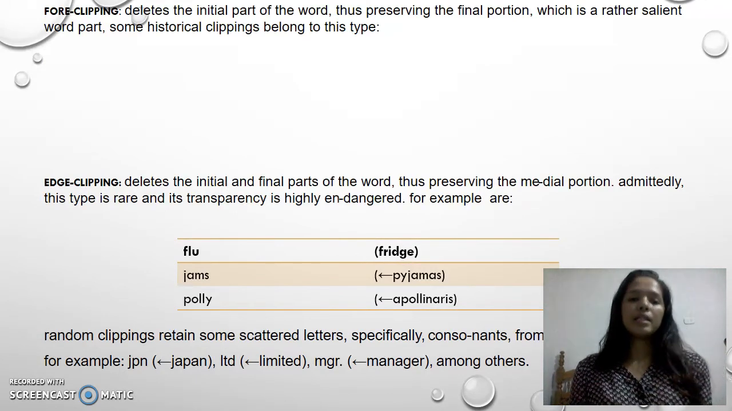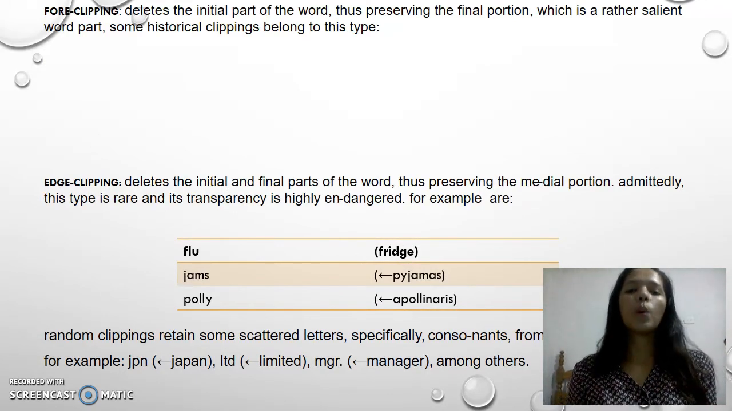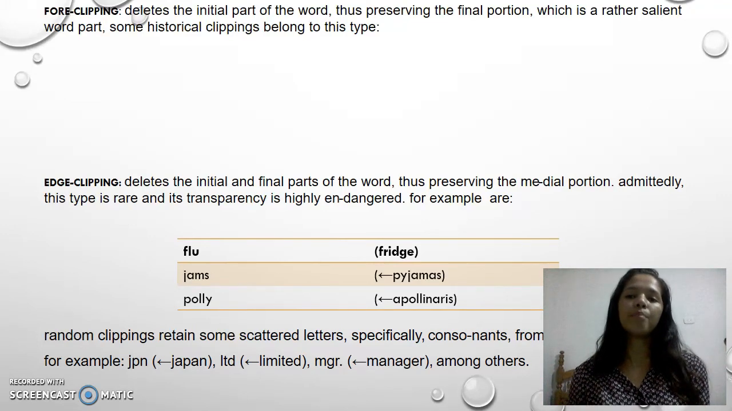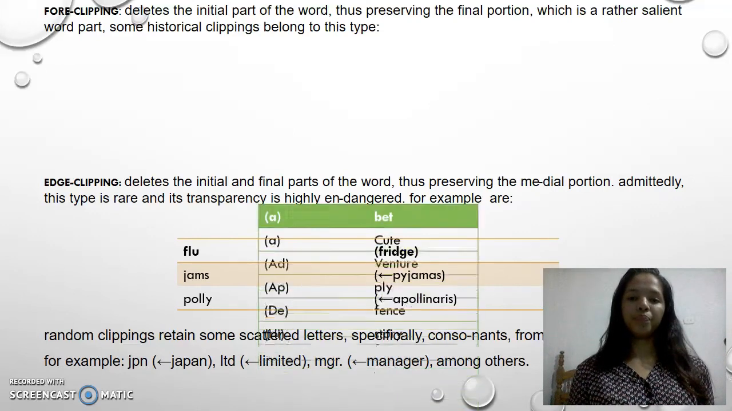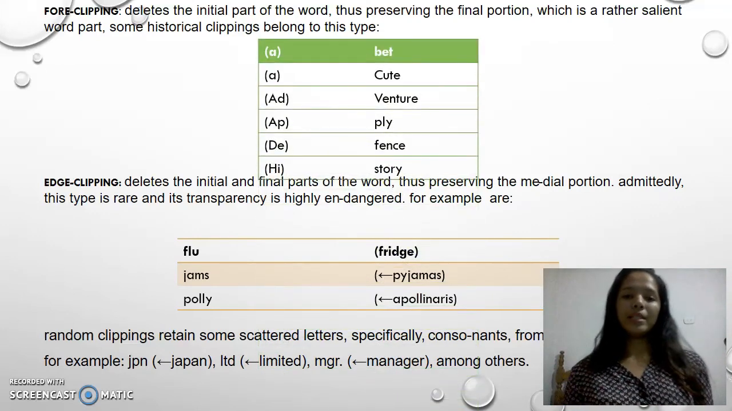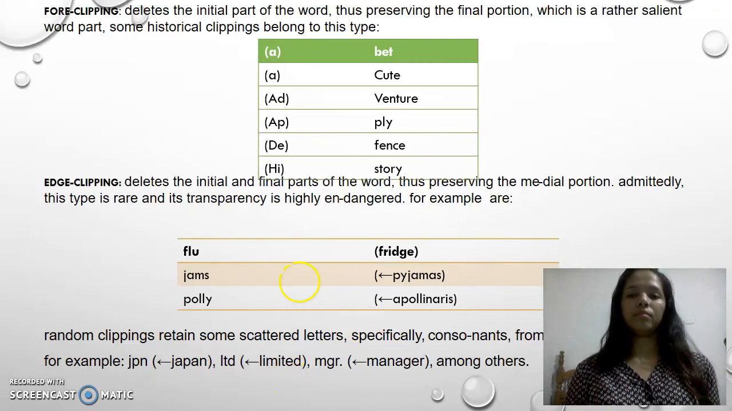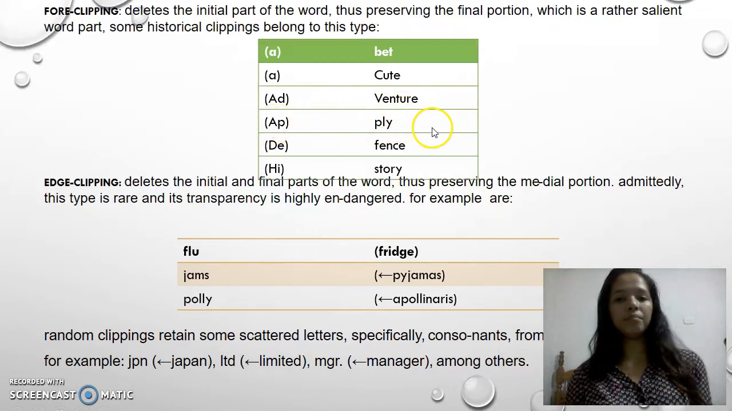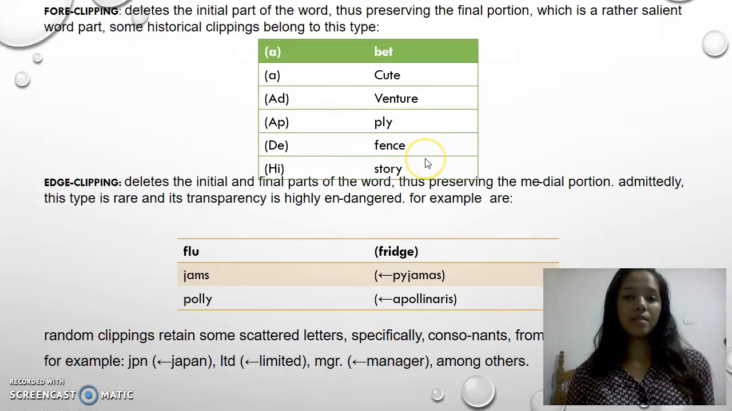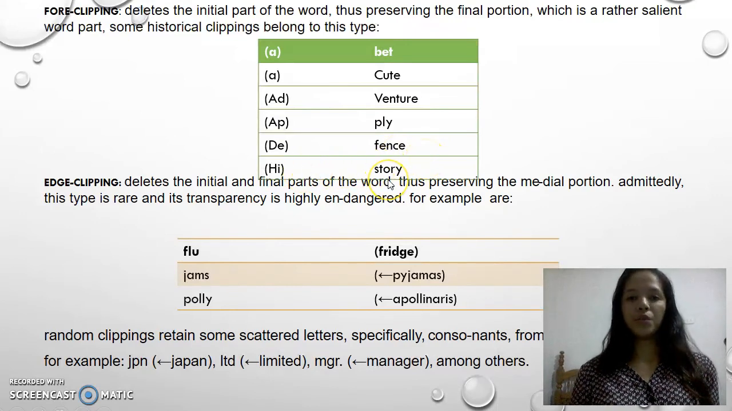For anterior clipping, the initial part of the word is deleted, thus preserving the final portion, with its rather salient word parts. Some historical clippings belong to this type. For example, bed, coat, adventure, plea, difference, history.